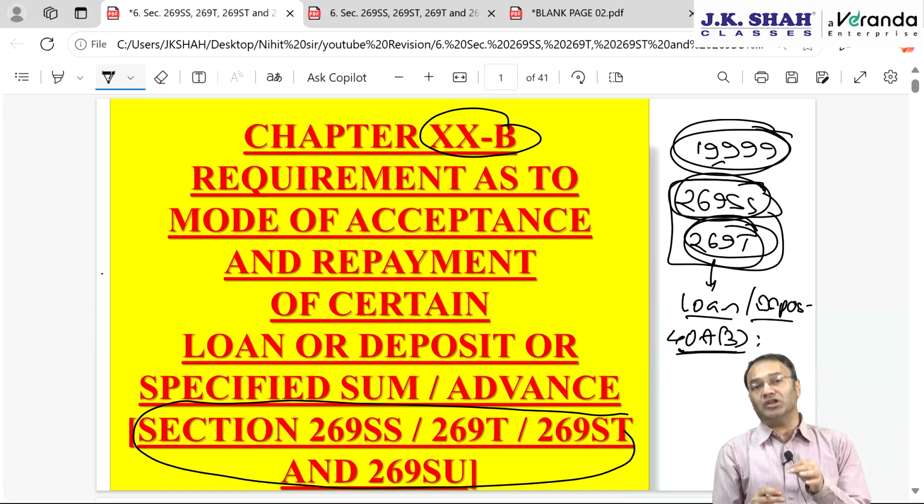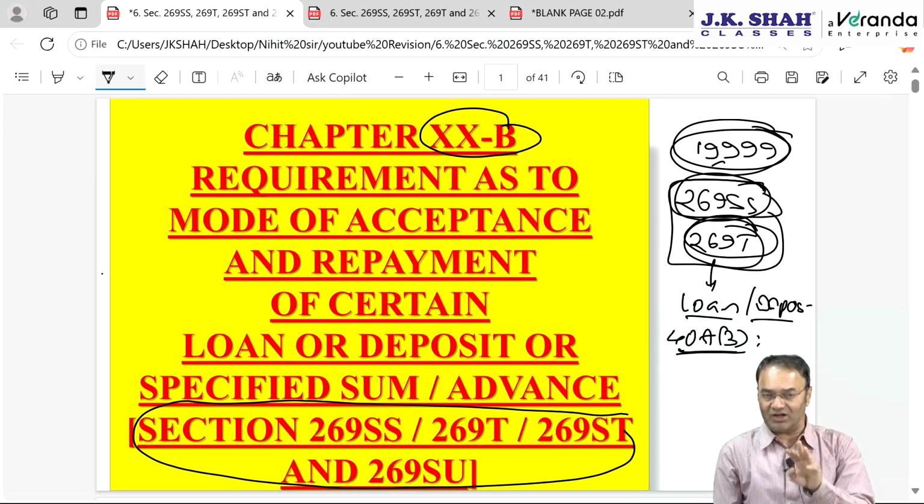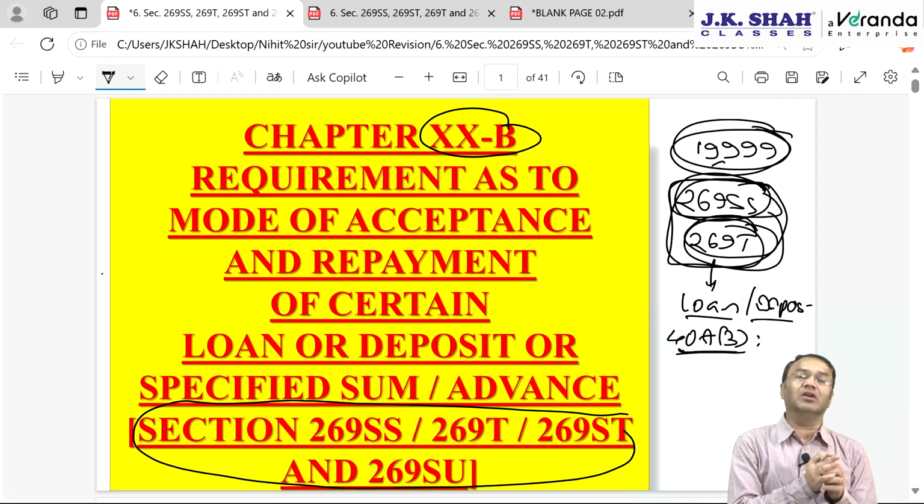Now originally these 2 sections were introduced for only loan and deposit. Gradually the government found that people enter into some other transactions also, so one more type of transaction is also covered. What is it? I will tell you. Before that, why were these 2 sections introduced? They were introduced somewhere in 1968, long back.